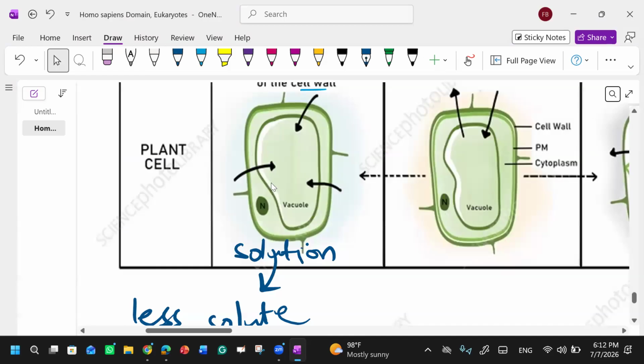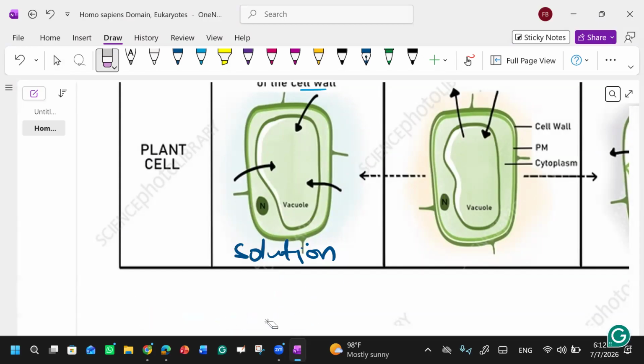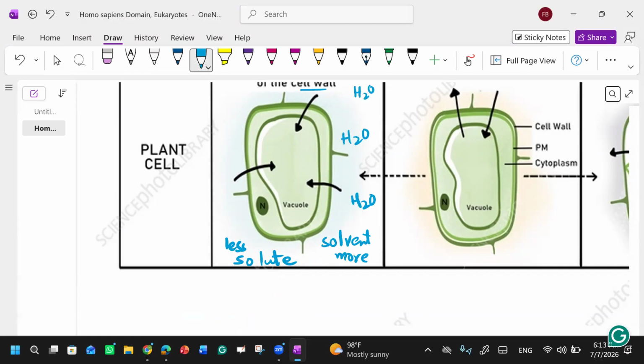Hypotonic solution means that this solution has what? Less solute. Okay, this solution has less solute in it. And when there is less solute, it means solvent is more, right? And what is solvent? Water. Water is more. There is more water outside.